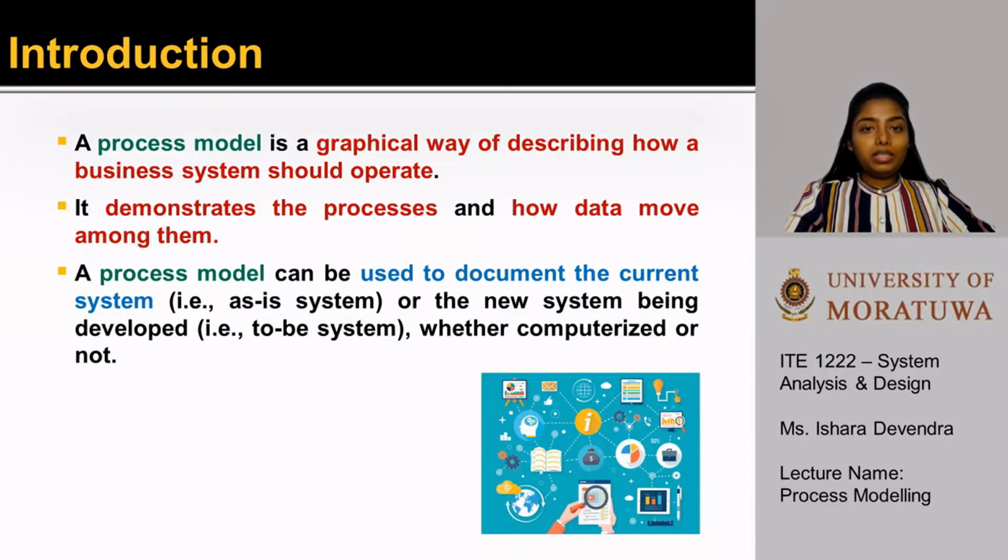Let's see what is defined by the process modeling. A process model is a graphical way of describing how a business system should operate. It demonstrates the process and how data move among them. A process model can be used to document the current system or the new system being developed, whether computerized or not. Process models have been a part of structured system analysis and design techniques for many years.